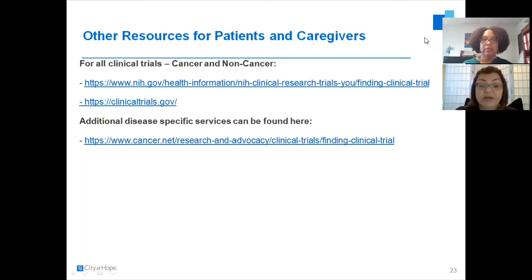There is clinicaltrials.gov, and that would be anything related to a clinical trial regardless of the disease or drug. And there are other disease-specific services that can be found at cancer.net. We encourage you to look through these websites and resources to find information related to a drug that you're interested in and discuss it further with your provider.